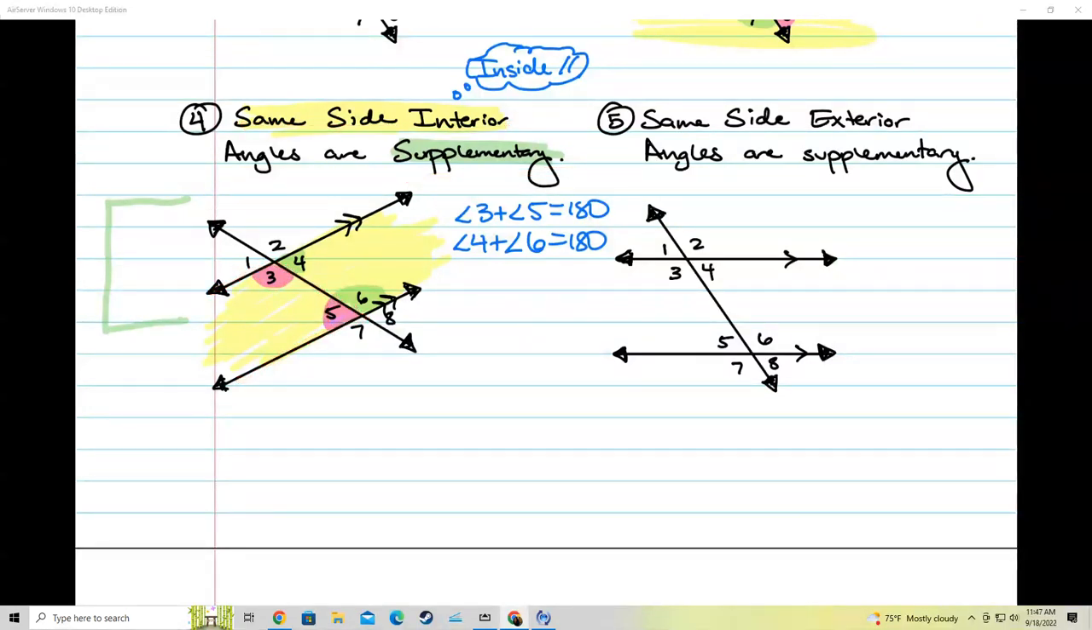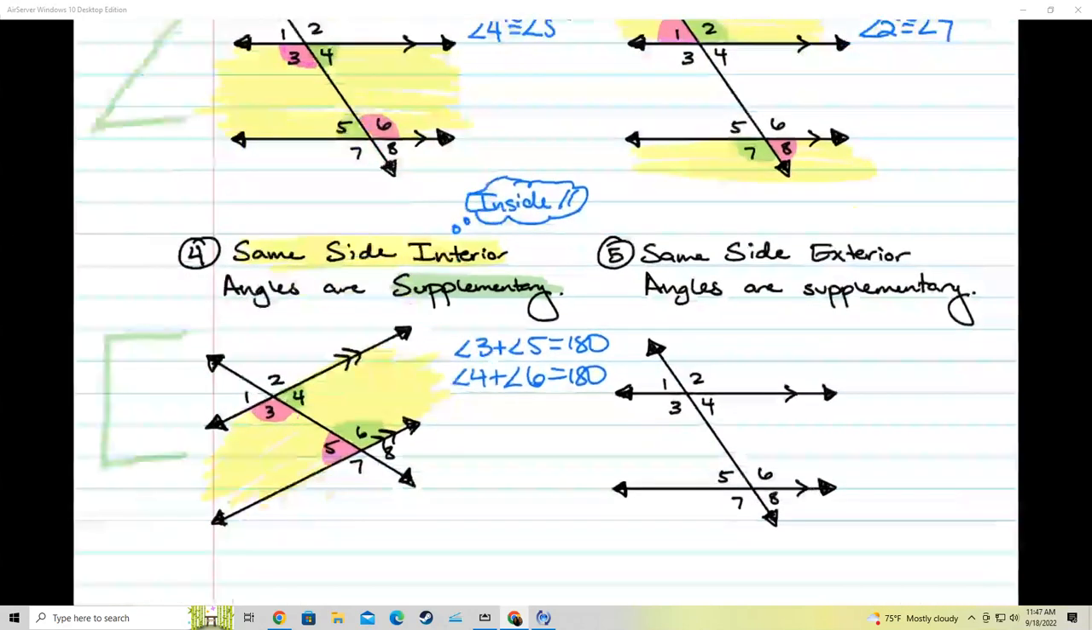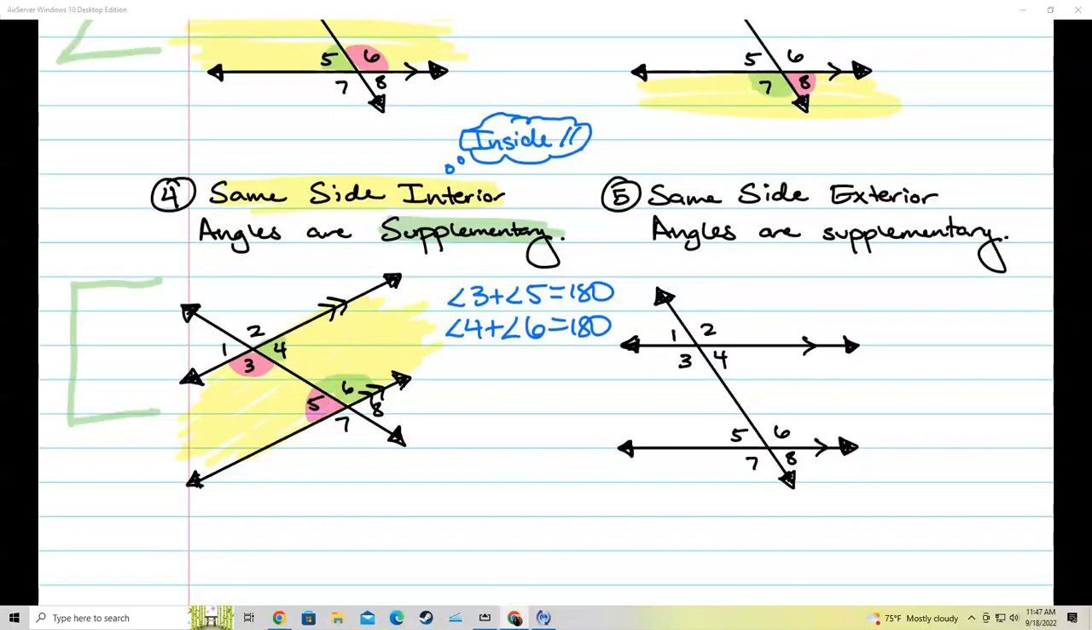All right, we got one more and we're done with the notes for today. We're going to go same side exterior. We're going to go a little bit quick. Same side exterior. Let's see. We're going to highlight the vocabulary words. That's this one. I'm going to focus in on that second vocabulary word, which is exterior. Exterior means on the outside of the parallel lines. So I'm only going to focus up here and down here, not on the angles in between. So I'm only talking about angles 1, 2, 7, and 8.